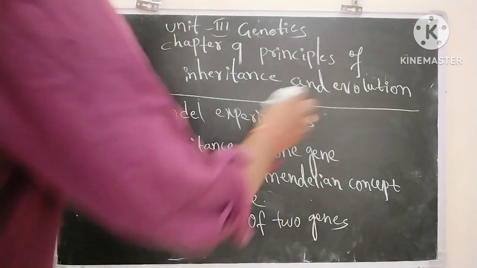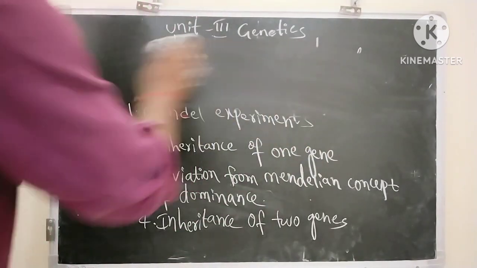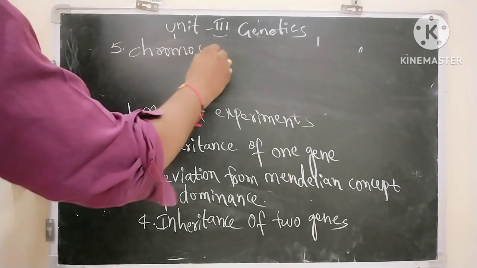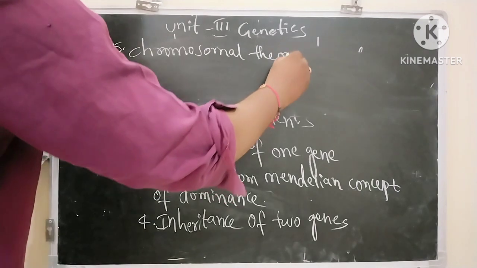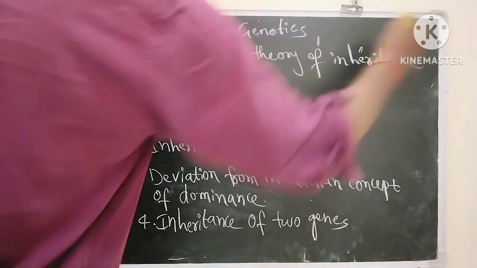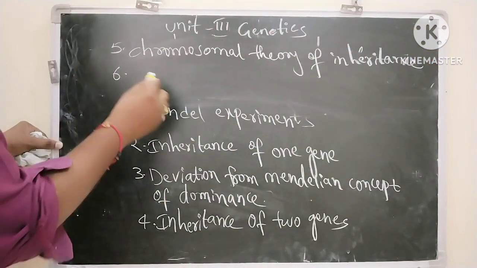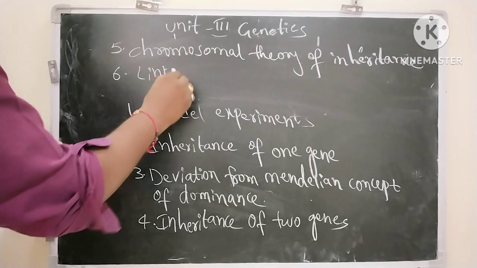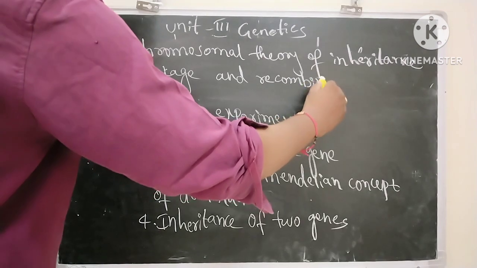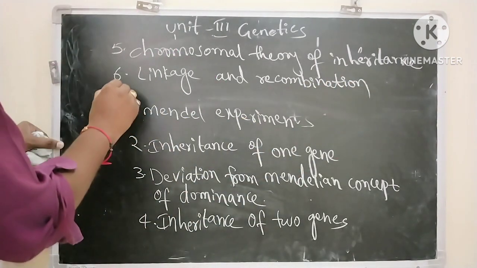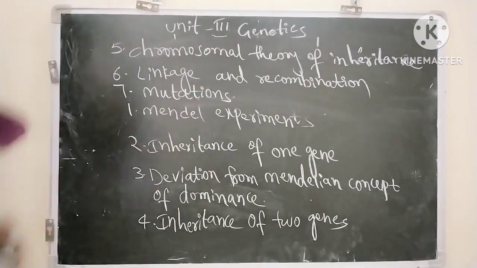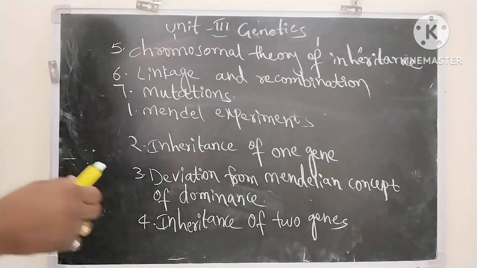Fifth one, chromosomal theory of inheritance. Sixth one, linkage and recombination, and finally mutations. So these are the concepts which we are going to discuss in this chapter, principles of inheritance and evolution.